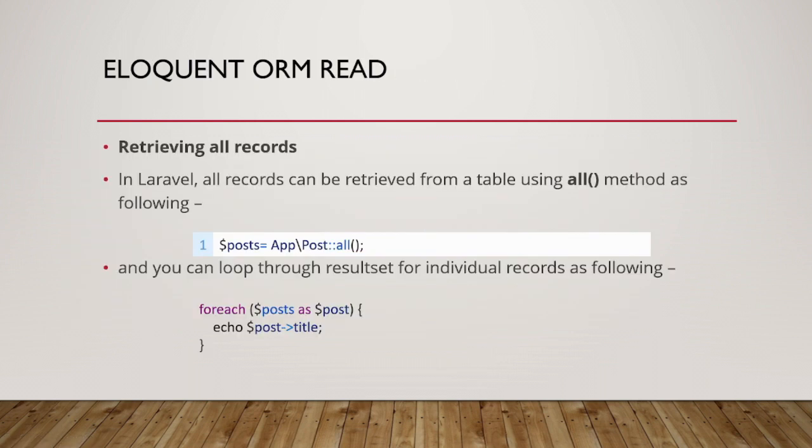Eloquent ORM read: retrieving all records. In Laravel, all records can be retrieved from a table using the all method as follows. Here is the example of the all method, and then you can loop through the result set for each individual record. This is the example of looping through the result set: foreach posts as post, echo post title.